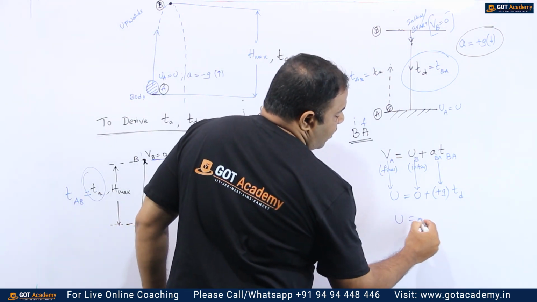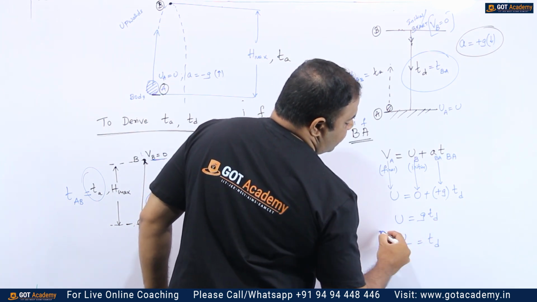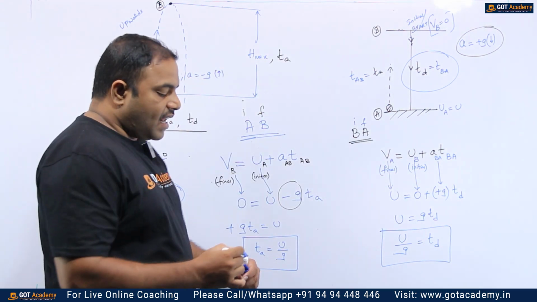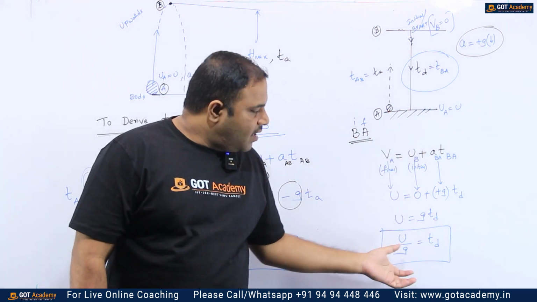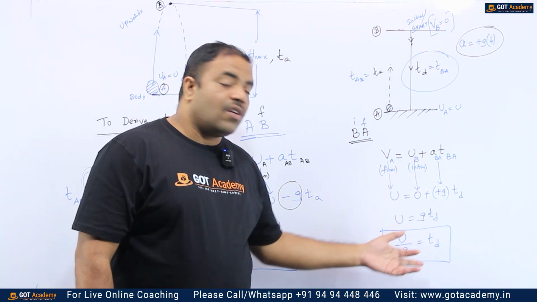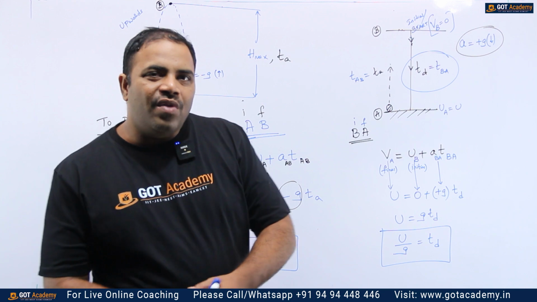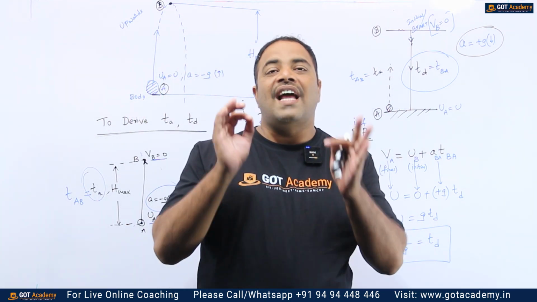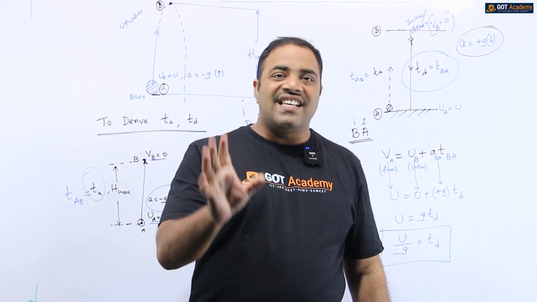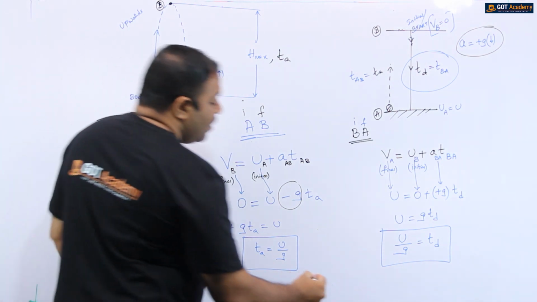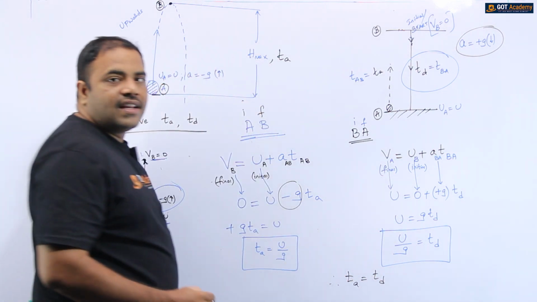Now here you get u equal to g into t D. So u by g is equal to t suffix D. Like this I get the time of descent. From the basic concepts only I have defined these two. So time of descent is equal to u by g and time of ascent is also equal to u by g. From these two, what could we say is that time of ascent is always equal to time of descent, every time.